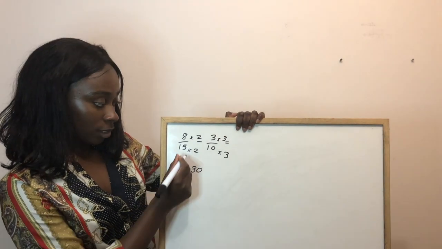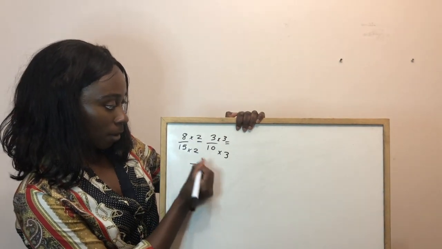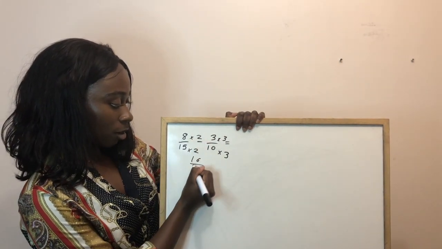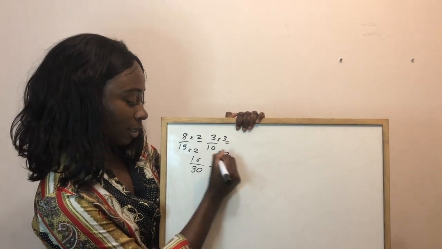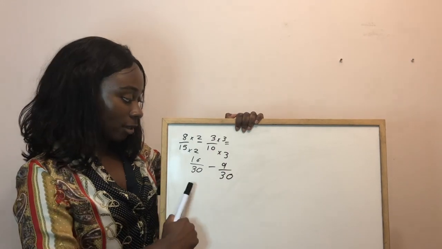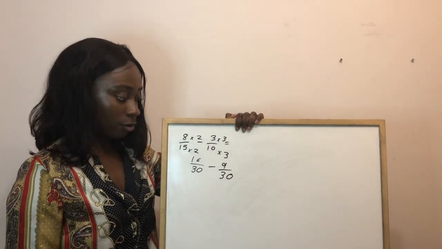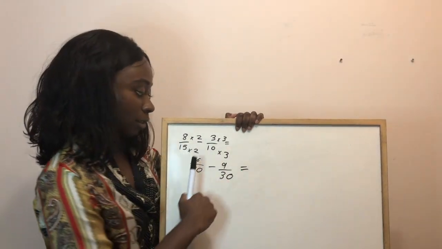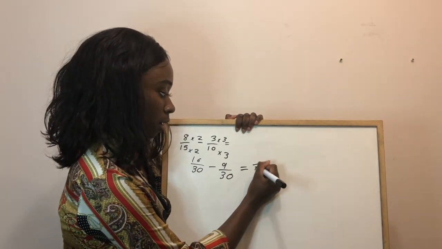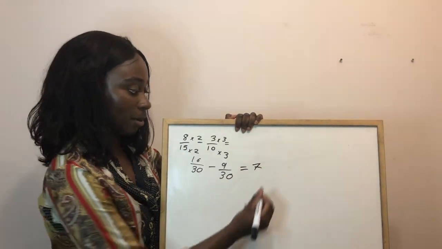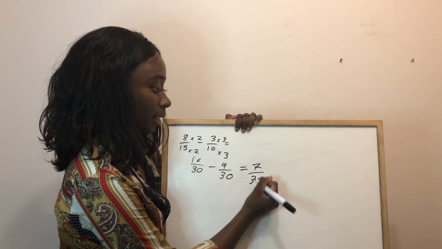So for these fractions, you've got 8 times 2, which is 16, over 30. Take away 3 times 3, which is 9, over 10 times 3, which is 30. So now you've got the same denominator, the same process proceeds. So you've got 16 minus 9, which is 7, and then you keep the denominator the same, over 30.